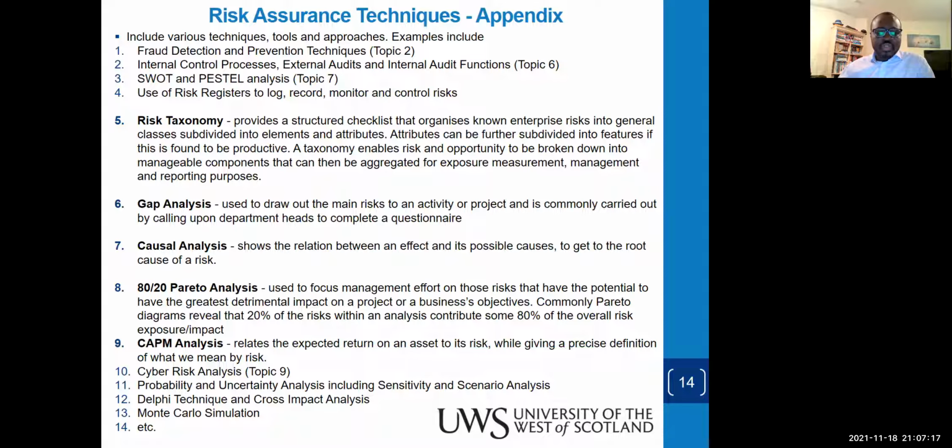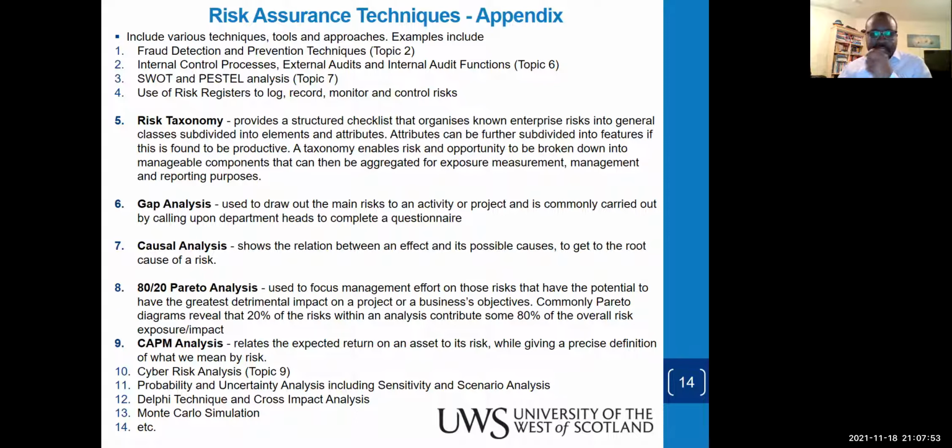Again, we have Pareto's 80-20 principle. Okay, you've heard it, Pareto's analysis. So here it also helps management to focus efforts on those risks which have the potential to cause the greatest harm to the organization. Normally, Pareto's principle tells us that 20% of the organization's risk which we've identified will actually contribute to about 80% of the overall impact or exposure. Okay, so that's it. It has various dimensions.